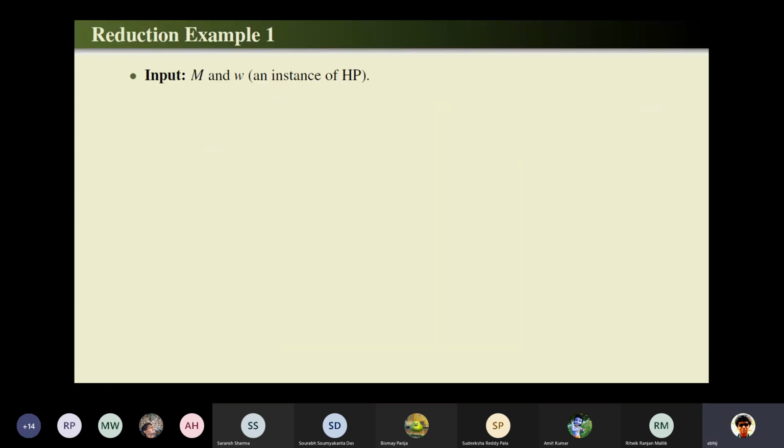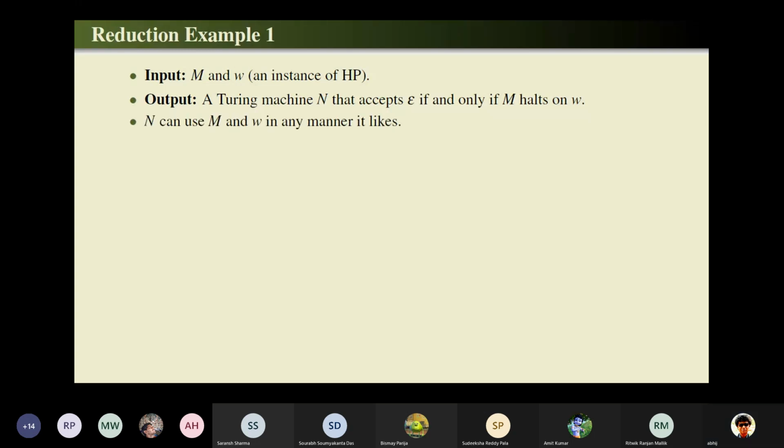So the input is M and W, and the output is a Turing machine N that accepts epsilon if and only if M halts on W. Okay. So N can use M and W in any manner it likes.